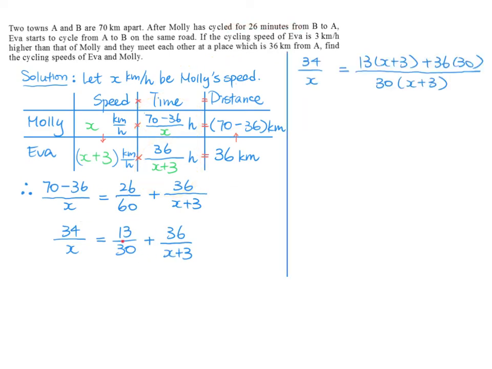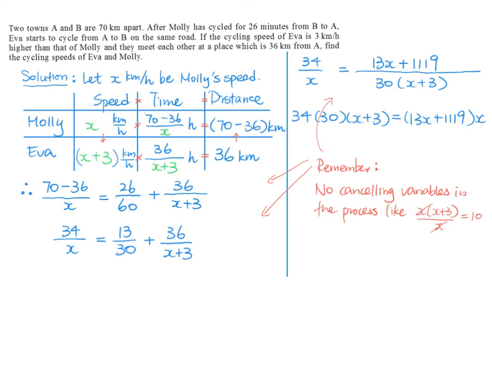Then you want to find a common denominator on the right hand side, which gives us 13x plus 1119 on the numerator. Now when I have just fractions on both sides, I could cross multiply, right? Like that. But here's a reminder, in your process, there must not be any canceling of variables like x or x plus 3. Just like this, okay? It's not acceptable. Otherwise, you're leaving out a possible answer.